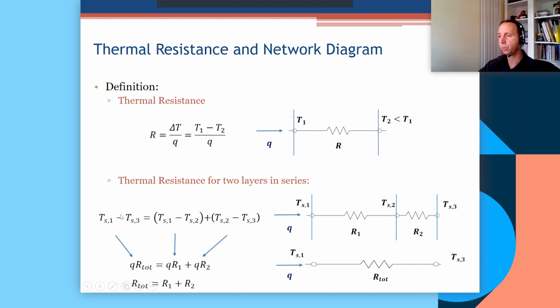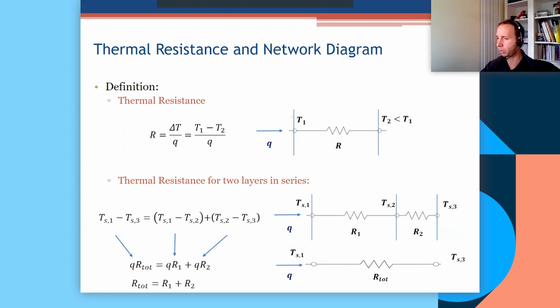We define a new total resistance, which is essentially consistent with the definition of resistance, delta T divided by Q. So delta T would be equal to R of the combined two layers, so we call it the total R, multiplied by Q. If you simplify throughout by dividing by Q, you end up with the definition of R total as R1 plus R2. That's it.